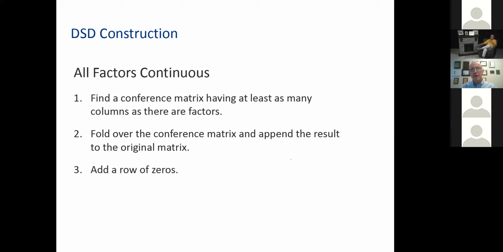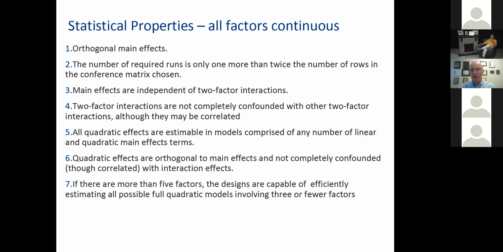Okay, let's talk a little bit about how we construct designed experiments. I start with a conference matrix that has as many columns as there are factors. I take that conference matrix and I multiply every entry by -1, and I add a row of zeros, and that gives you the design that we were talking about. And what you get is all of the properties that I mentioned before, and the number of runs is only 1 more than twice the number of factors.